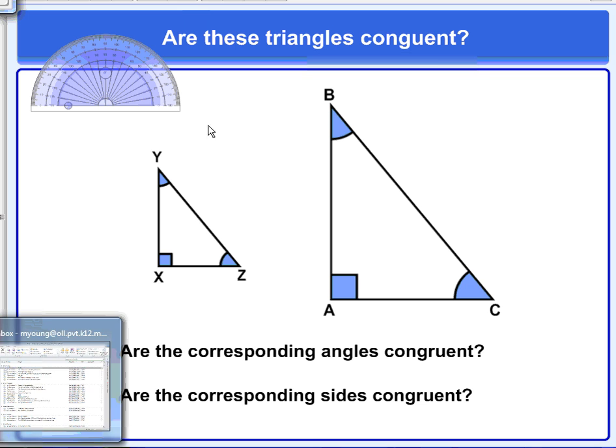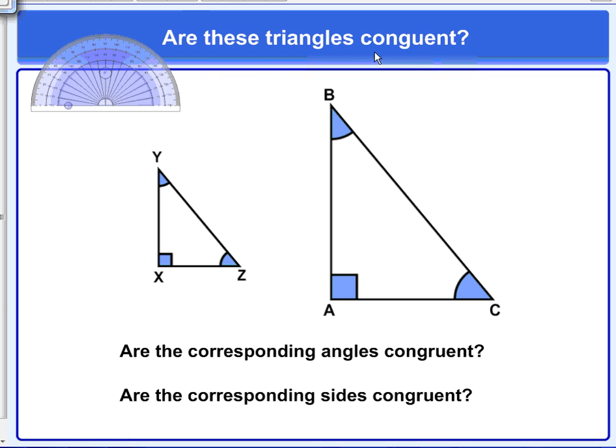So, as you can see on our slide here, it says, are these triangles congruent? And spelled wrong. There should be an R there. Congruent means equal to. All right. So we have two ways of discovering that. In order to discover if a triangle is congruent, we need to know that the angles are the same in both figures, and that the sides are the same.